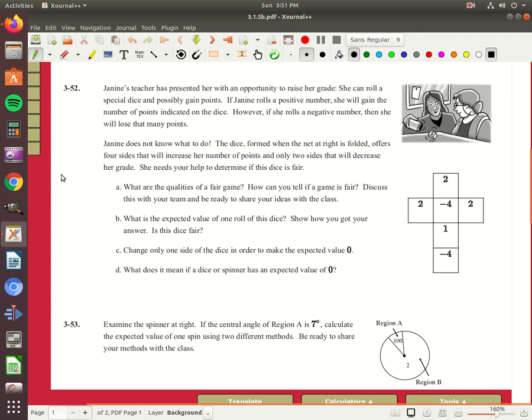Janine has been presented with an opportunity to raise her grade. She can roll a special dice and possibly gain points. If Janine rolls a positive number, she will gain the number of points indicated on the dice.